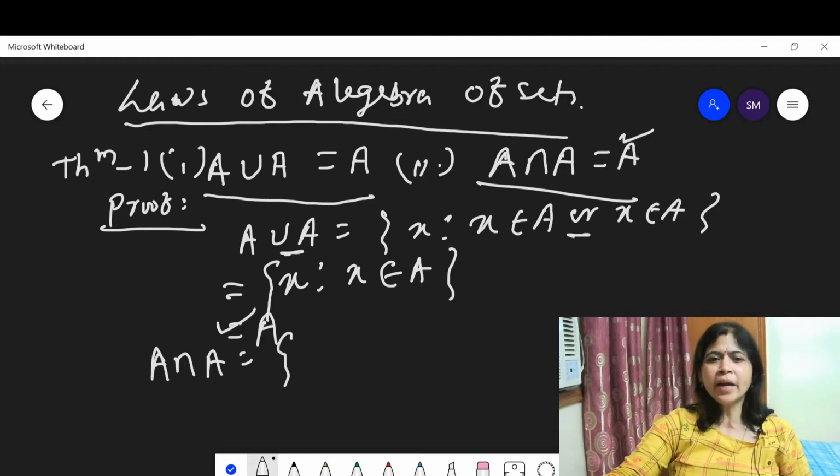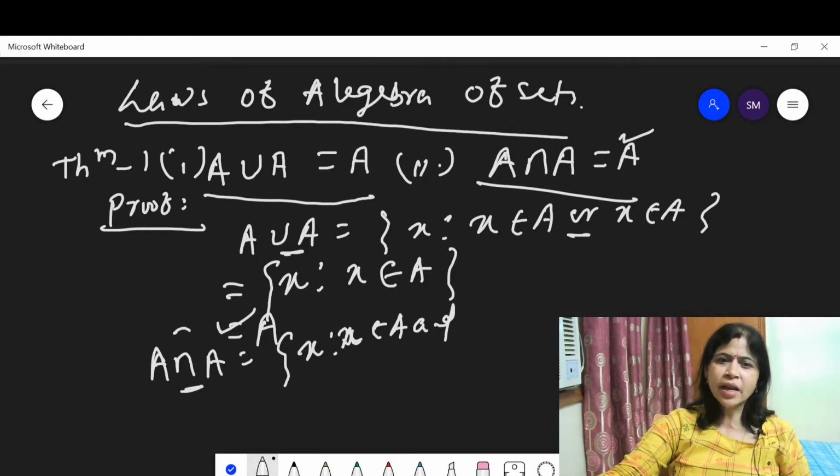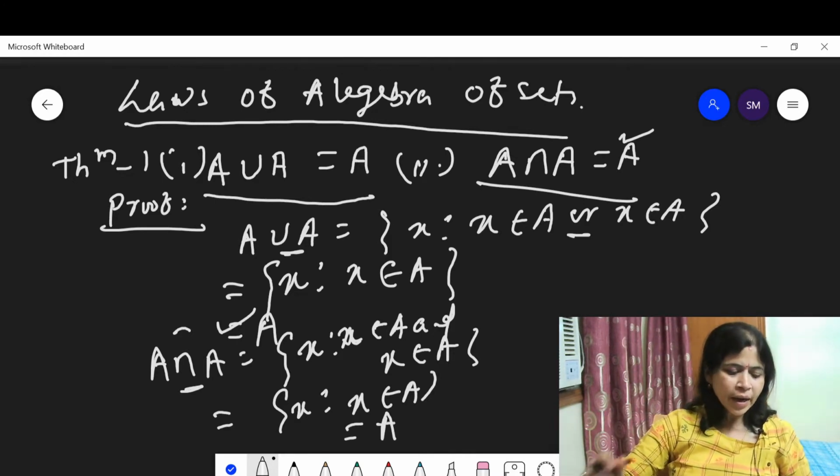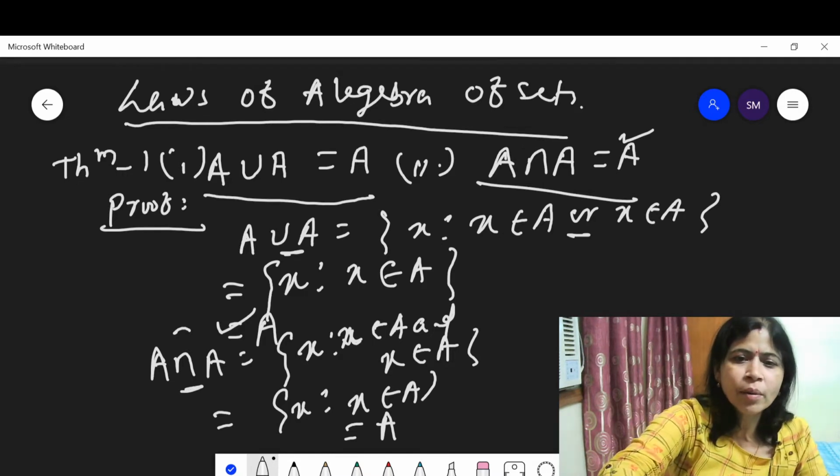What do you mean by A intersection A? A intersection A means x is such that x belongs to A and x belongs to A. For the intersection sign we use AND, for the union sign we use OR. This implies x is such that x belongs to A, which is equal to set A. Okay. Now theorem 2.